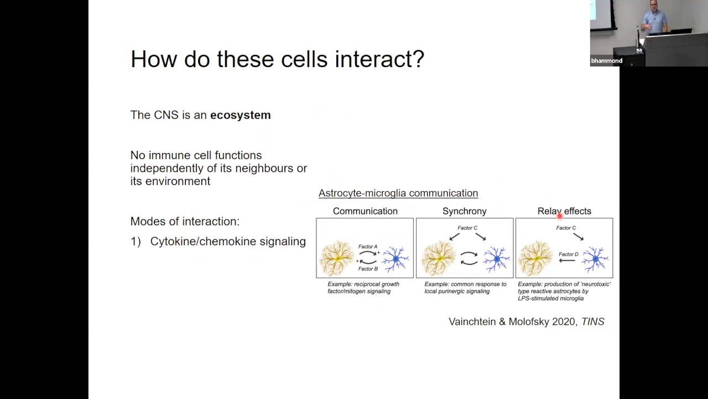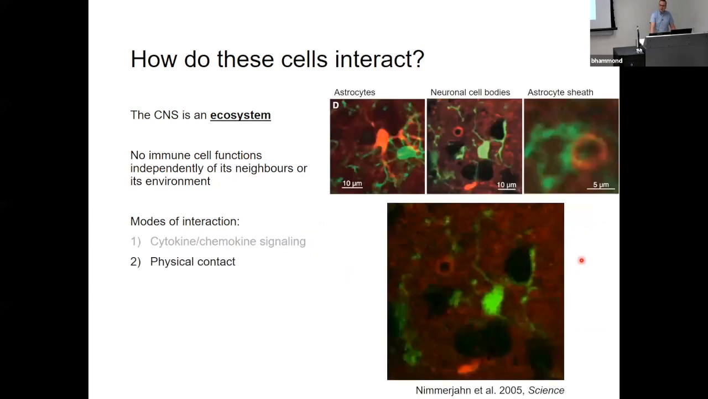Or there can be, say, for example, a signaling pathway where one factor signals onto microglia, microglia then release a factor that signals onto astrocytes, or vice versa, factor onto astrocytes, factor onto microglia. So cytokine and chemokine signaling, very important for neuroimmunology. Outside of that, though, there's also physical contact between cell types that's very important for maintaining the CNS.